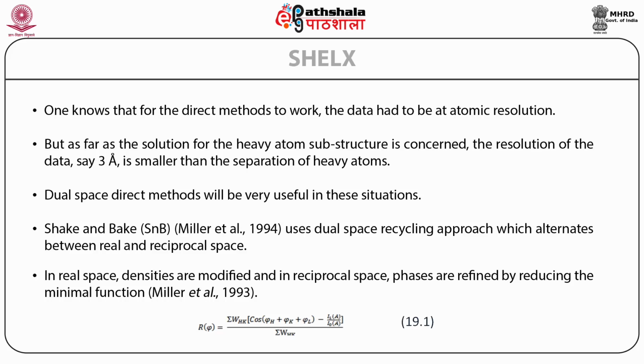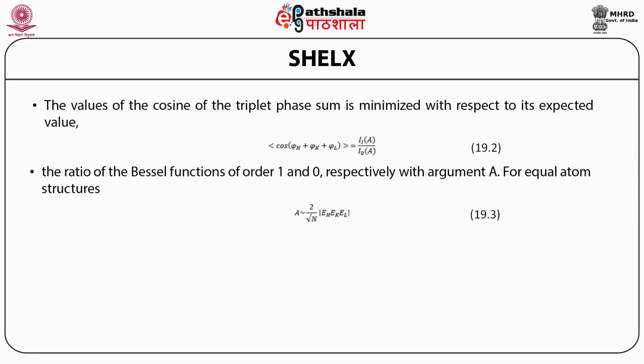this. The value of the cosine of the triplet phases is minimized, as I told you in the beginning, with respect to the expected value given in 19.2, which is the ratio of the modified Bessel function of order 1 to order 0. The argument of the Bessel function is A, which, like in the small molecule case, is proportional to 2 by square root of n, times the modulus of the product of the 3 E values.